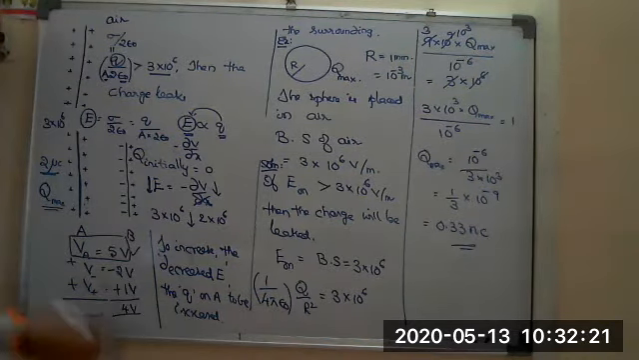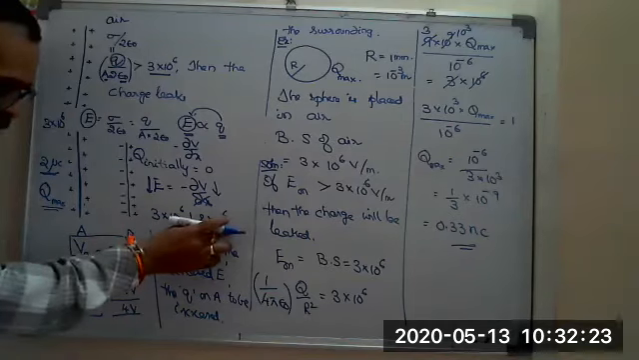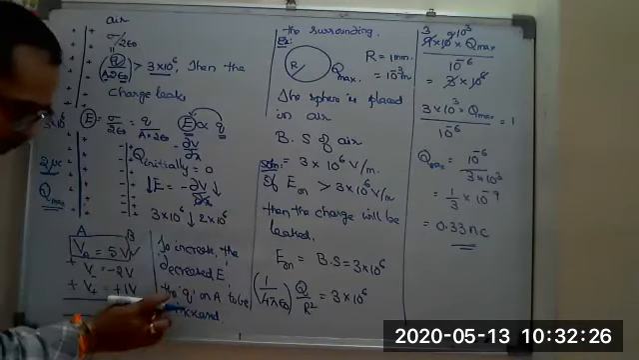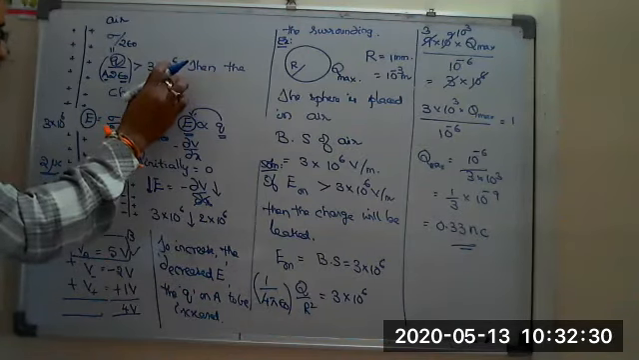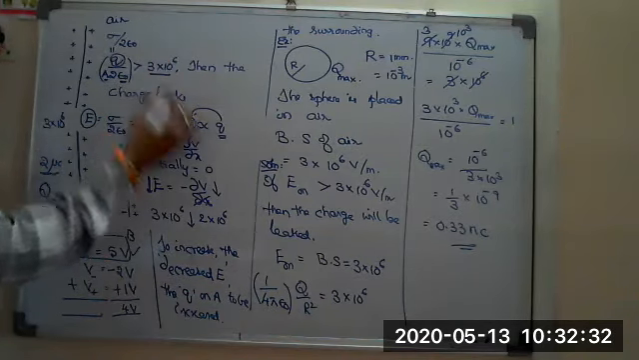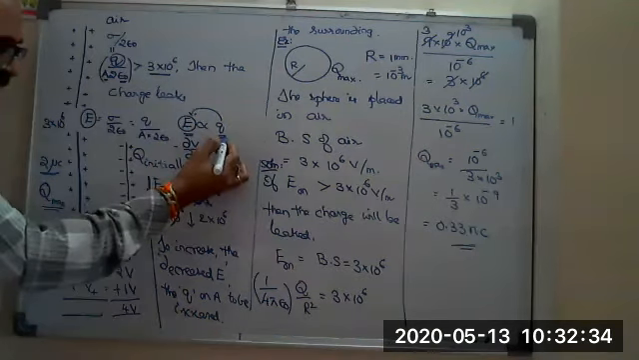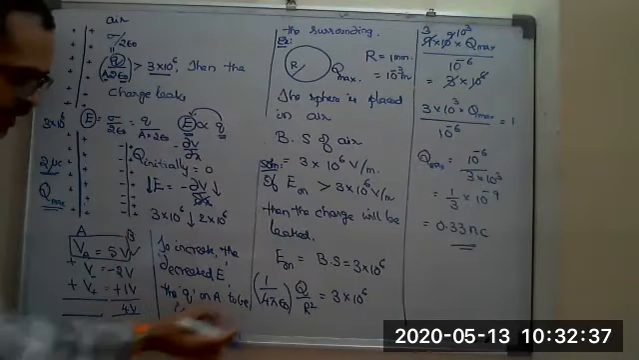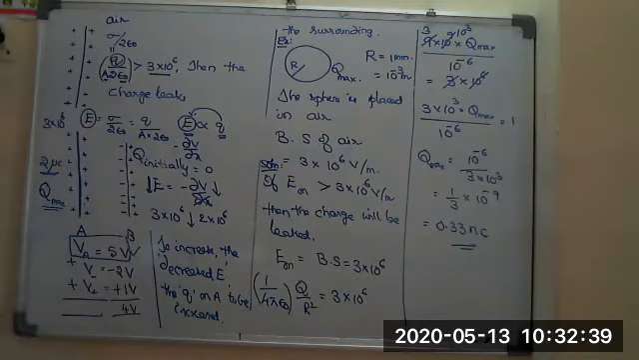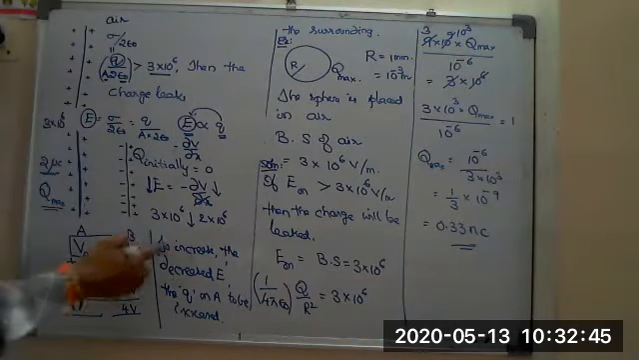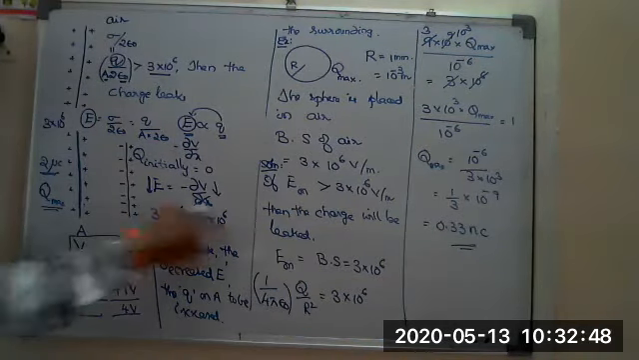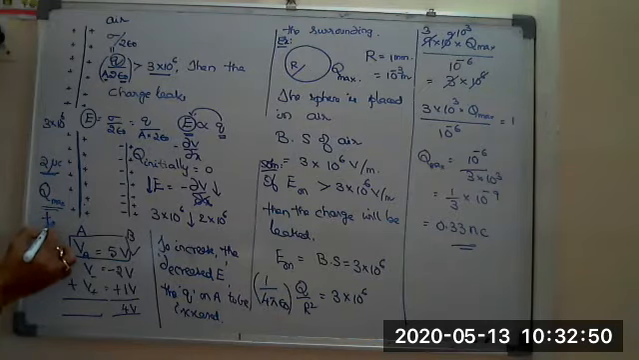Okay. So to increase this value, 2 into 10 power 6, to the breaking strength value, 3 into 10 power 6. How can it be increased? By increasing the charge. That's why I'm increasing the charge on the plate A. So on the plate A, to increase the value, here I am adding some amount of charge Q.